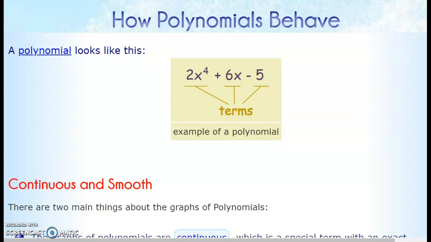Hi everyone, we are talking tonight about the Unit 6 Day 2 notes on polynomial functions of higher degrees. So we have already defined what a polynomial looks like. This should be a review.